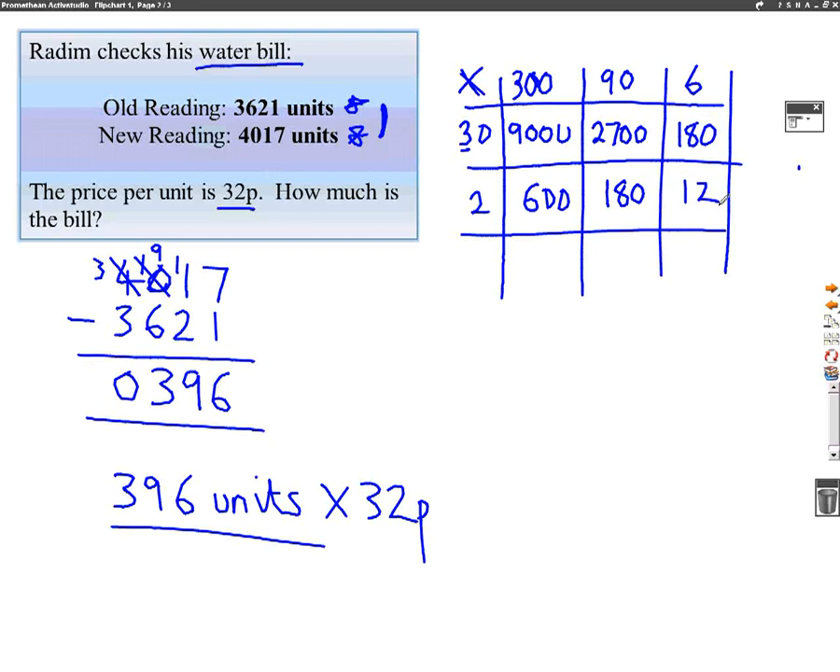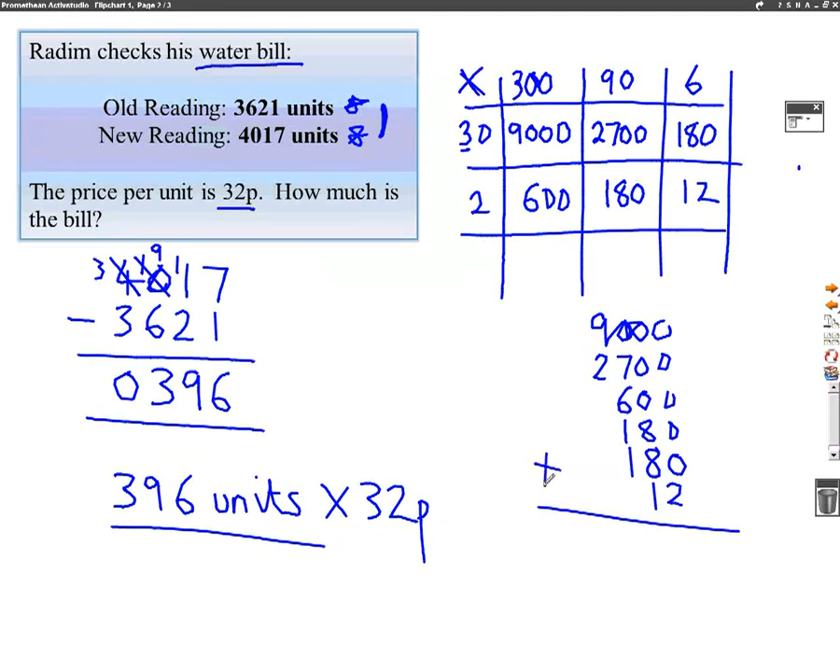And we need to add together all of these numbers we've just worked out. So we're going to add up the 9,000, the 2,700, the 600, the 180, another 180, and then the 12. So I've got to carefully add up these numbers, because remember, this question will probably be on the non-calculator paper. So let's add up these numbers. In this column, we'll have a 2, 0, 0, 0, 8, and 8 is 16. Add another 1 is 17. Put a 7 there, carry the 1.